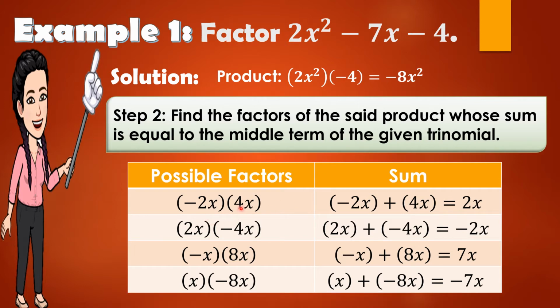Kapag inadd natin ng unang factors, ang makukuha ay 2x, ang pangalawa ay negative 2x, pangatlo ay 7x, at ang pang-apat sa possible factors ay negative 7x. Ibig sabihin, ang gagamitin natin na factors ay x at negative 8x. Since ang x times negative 8x ay equal sa negative 8x squared at ang x plus negative 8x ay equal sa negative 7x.